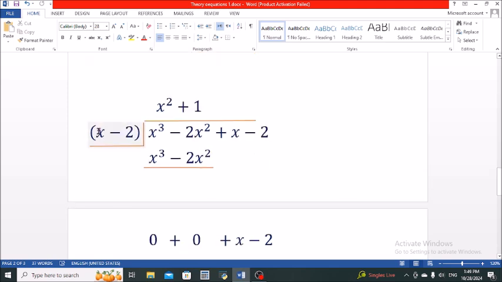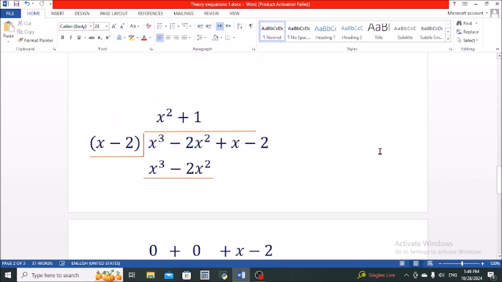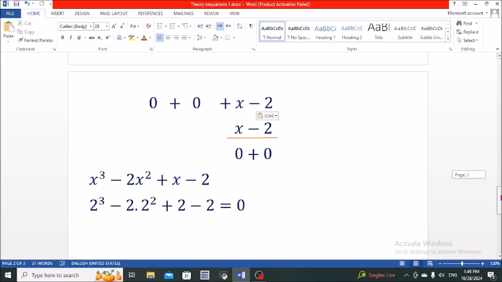Now let's divide our function by x minus 2. The remainder would be 0. This means that when x equals 2, the value of the function is 0, and consequently 2 is a root, because a root is the value of x at which the value of the function is equal to 0. This means that 2 is a root.